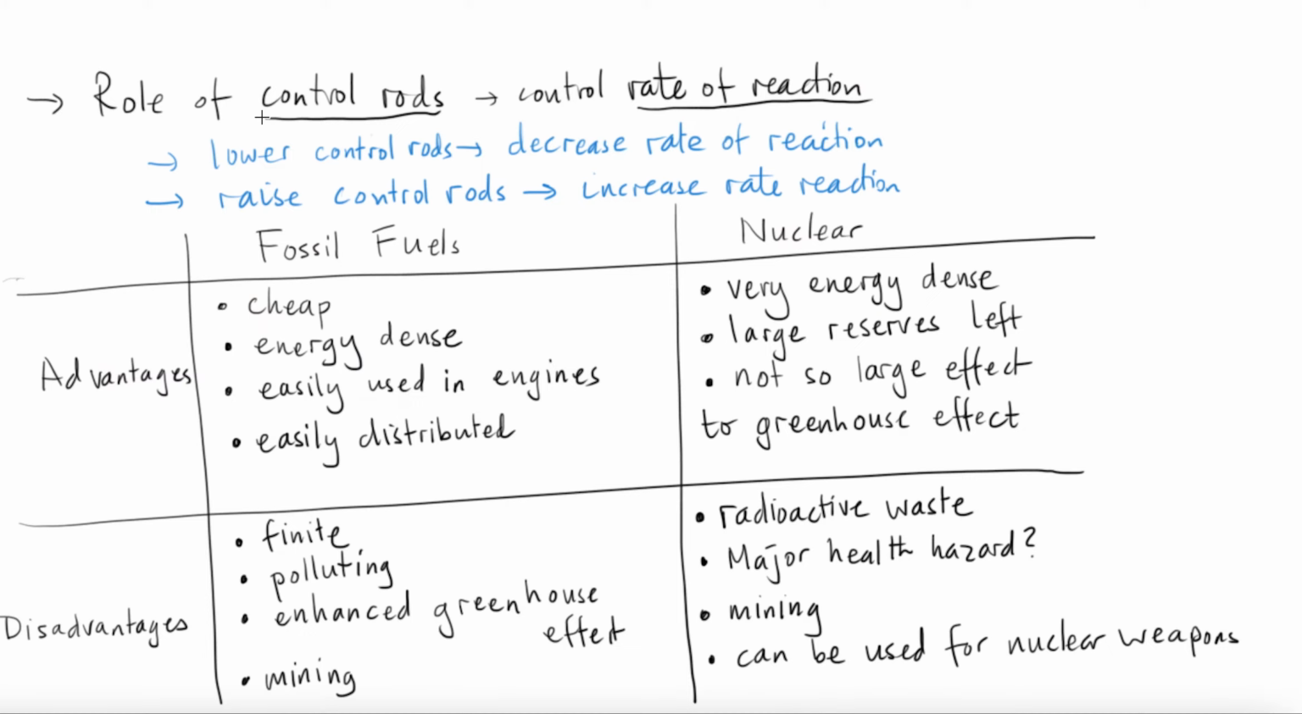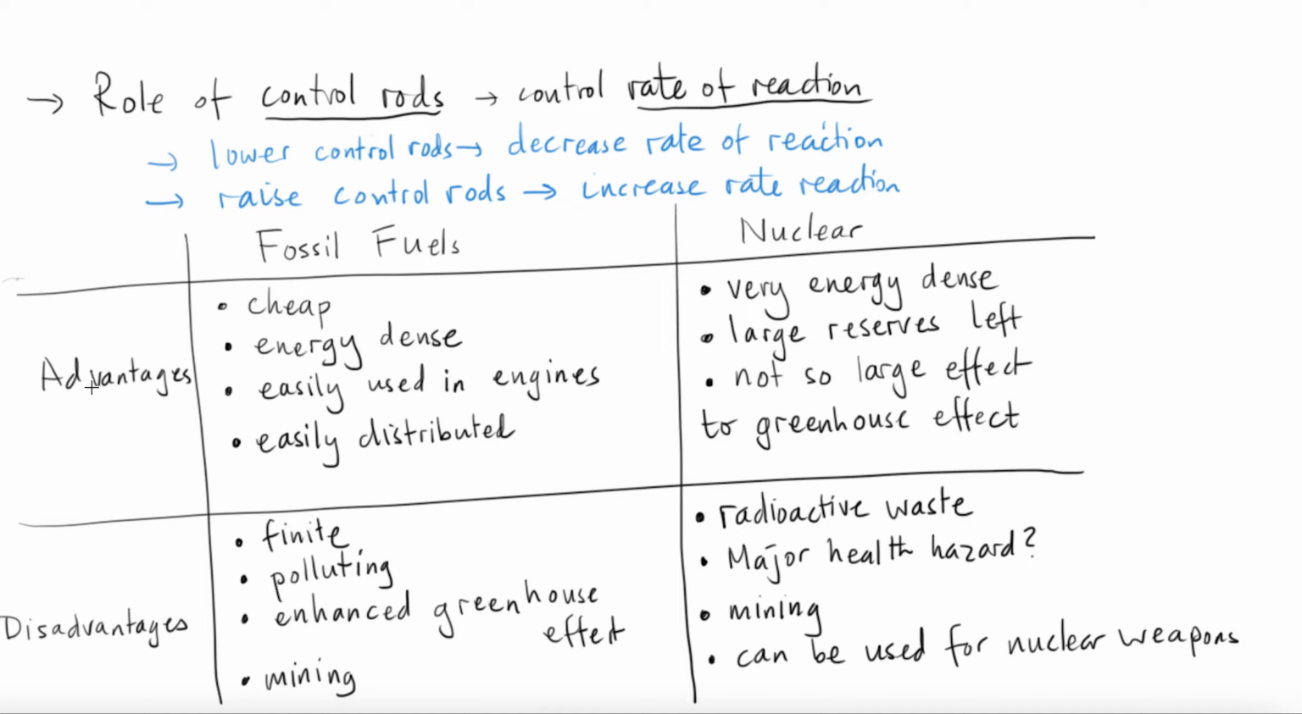However, there's another important element of the nuclear power station. That's the control rods, which can be raised up and down. Their job is to control the rate of reaction, how fast or slow the reaction occurs. So if you lower the control rods, you decrease the rate of reaction. Raising the control rods will increase the rate of reaction.